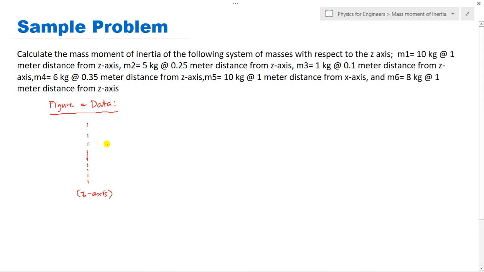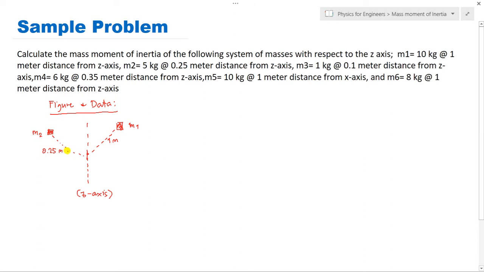Then we have mass 1, which is equal to 10 kilogram at 1 meter distance from the z-axis. Can you see mass 1? The distance from the axis is 1 meter. Next, we have mass 2, which is 5 kg. Mass 2 is at 0.25 meter distance, so it is closer to the axis than mass 1.